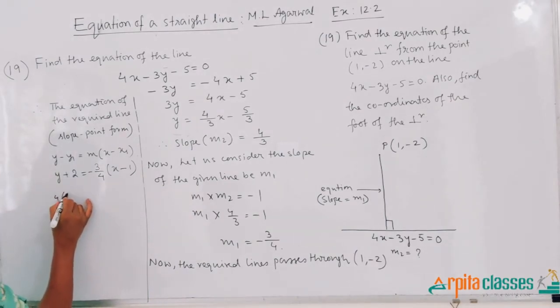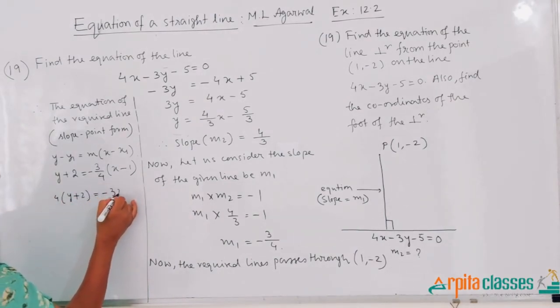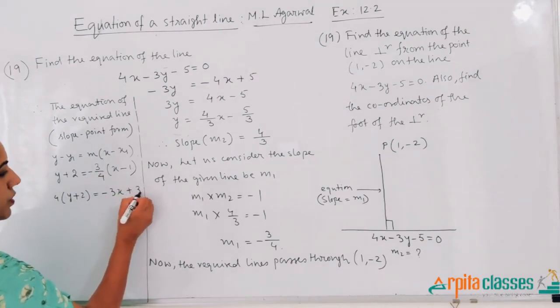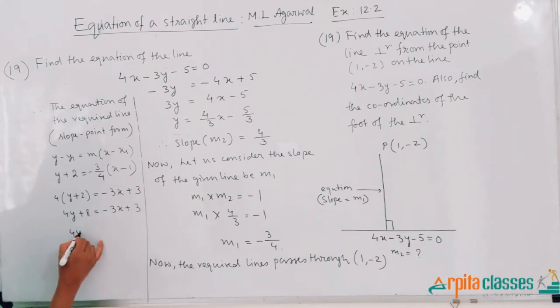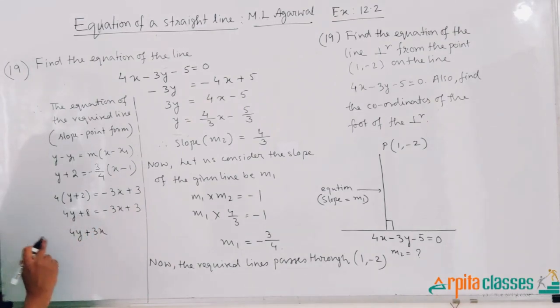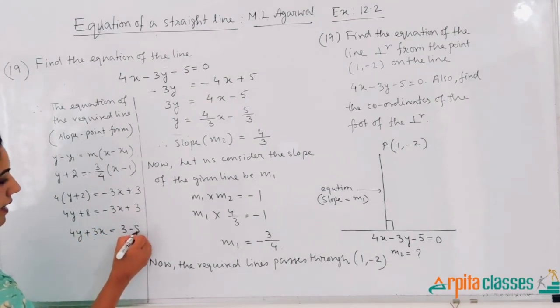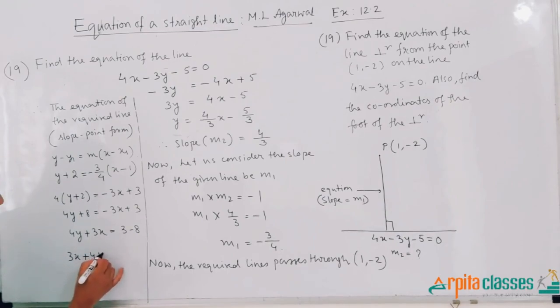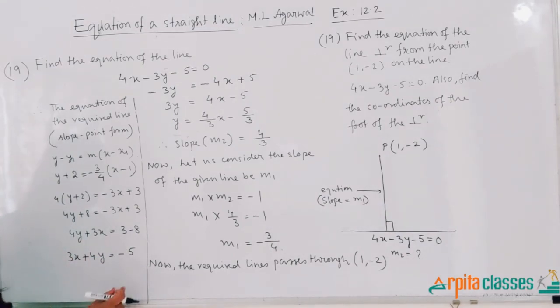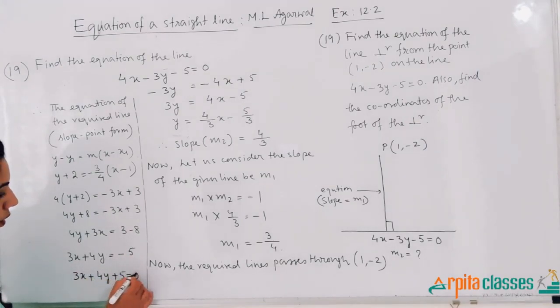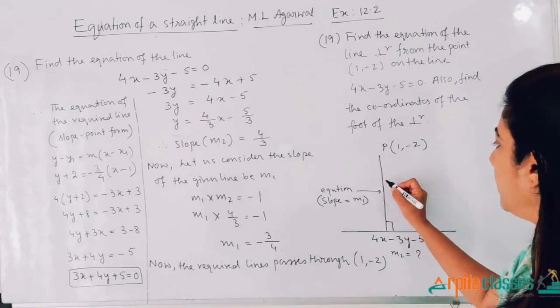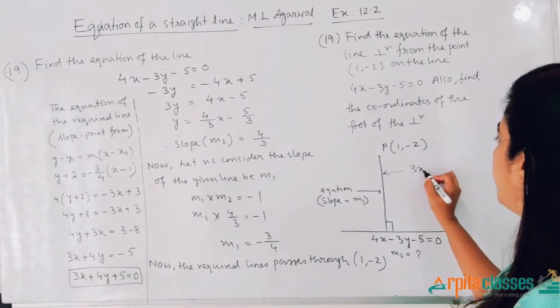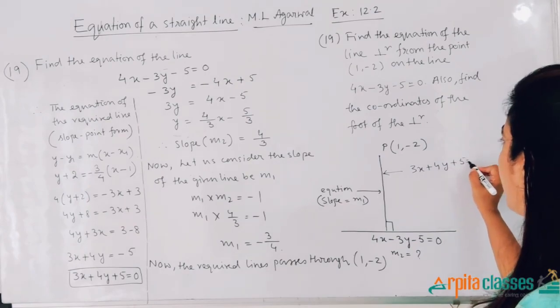Get 4 this side: 4(y + 2) = -3x, and -3 times -1 is +3. So 4y + 8 = -3x + 3. 4y + 3x, I got 3x this side. 4y + 3x = 3 - 8, or 3x + 4y = -5. I can get -5 this side and get 3x + 4y + 5 = 0. So this is the equation of the required line. The equation of this line we get as 3x + 4y + 5 = 0.